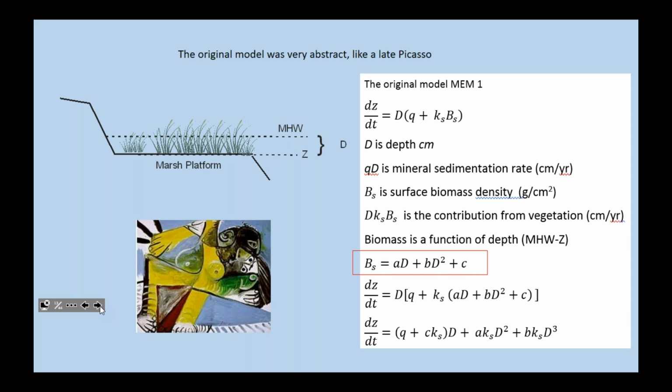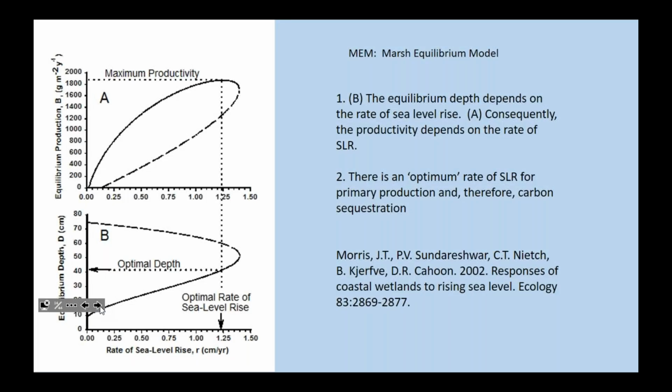So this boils down to a cubic, which you can solve, and there are 2 real roots to this equation. And they look like this. I think this is fascinating. Let's look at this one first. This is the equilibrium depth, the depth at which dz/dt would equal the rate of sea level rise, given the parameters that are in this model.